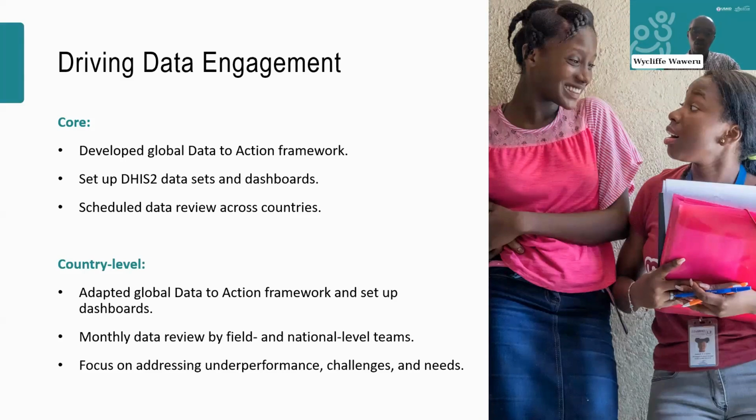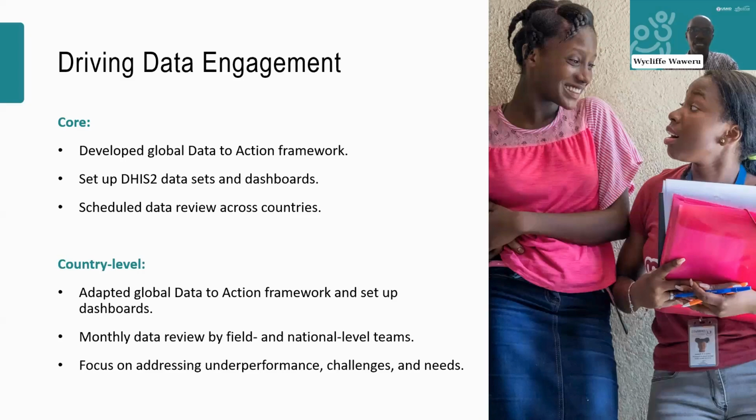At a country level, they also adapted the data to action framework to their particular context, made the changes that they saw were required, and set up the dashboards. And then, because the data is reported on a monthly basis, there are monthly data reviews by the field. That's at the devolved structure, whether it's a district or province level, as well as the national level teams in each of the countries. And the focus of this data review is really just to understand where there are areas of underperformance, what challenges they're facing, and what needs the program can begin to address.